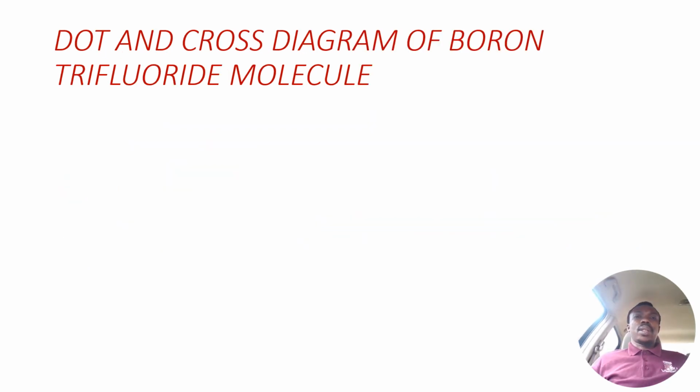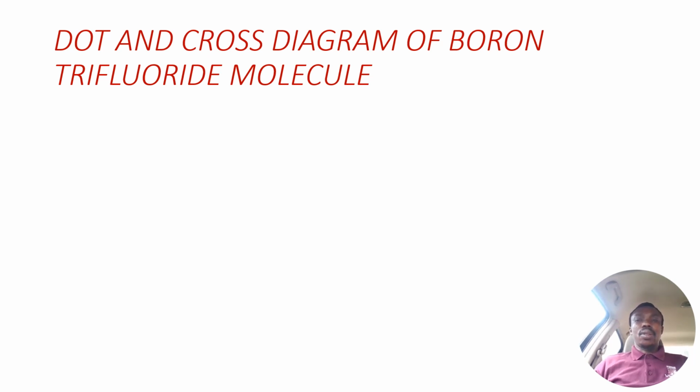We're looking at the dot and cross diagram of the boron trifluoride molecule, which is a typical example of a molecule that deviates from the octet rule, that is, short of an octet. It contains boron, which is an element that is electron deficient, that doesn't have enough electrons to complete the octet.